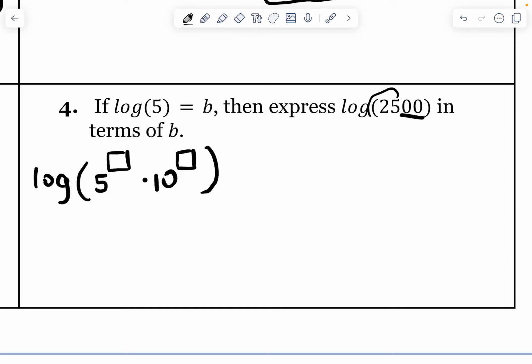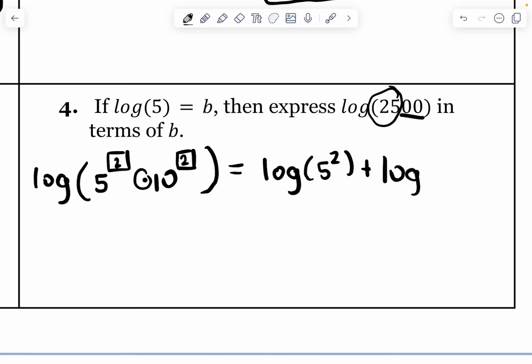Okay, just looking at this part, I know that 5 to the second power is 25, right? But I don't need 25, I need 2500. So what am I going to do? I'm going to multiply it by 10 to the second power, which is 100. Okay. Since they're being multiplied, I can separate these by adding them together. So log of 5 squared plus log of 10 squared, or log of 100.